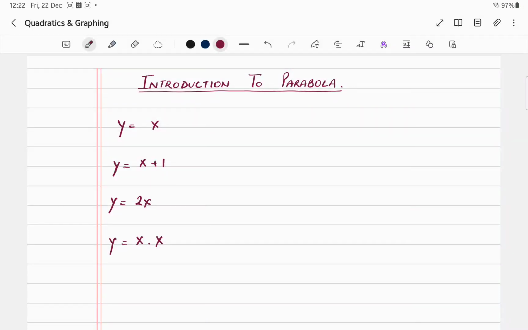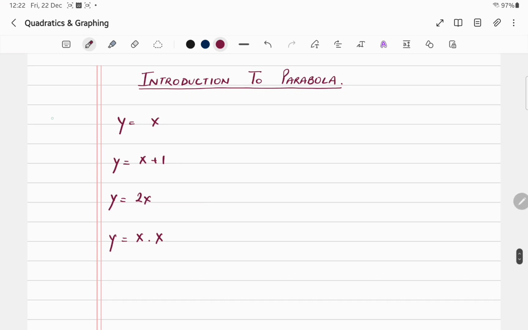Hi guys, let's do a quick introduction to parabolas. All right, so we'll start with a little bit of revision. The first equation, if you see, is y equals x, right? And y equals x is the equation of a line. So we'll go a little bit into the revision and then we will come back to parabolas.